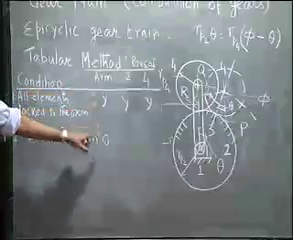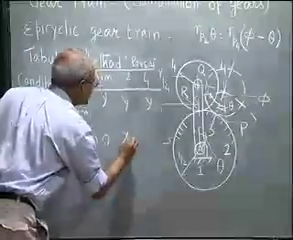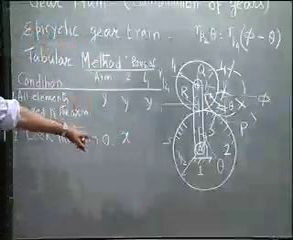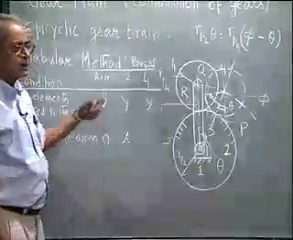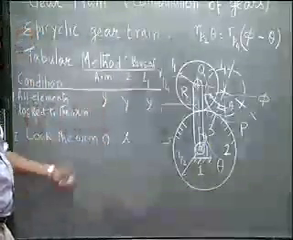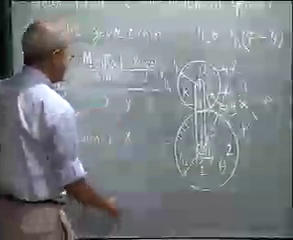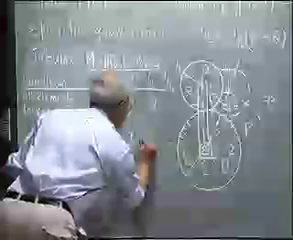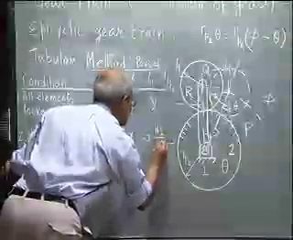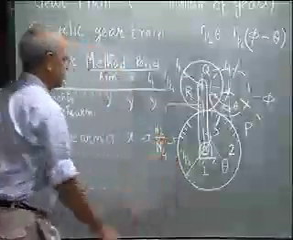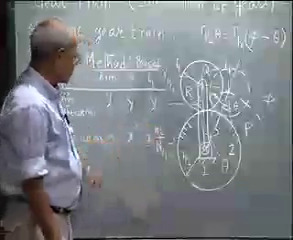Lock the arm, that means arm is not given any revolution, and give any x revolution to any of the gears. Say I give x revolution to gear 2. Then because the arm is locked, it is not an epicyclic gear chain anymore, it is just a simple gear chain. So rotation of 4 I can easily get as minus x into N2 by N4. Minus because it is external gearing and inverse ratio of the number of teeth.